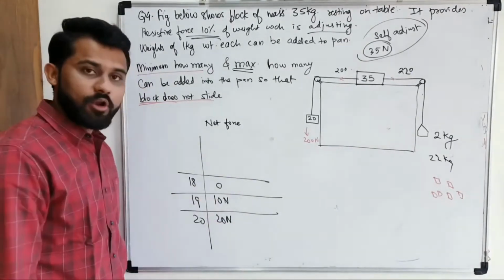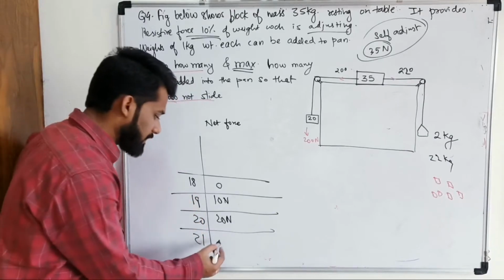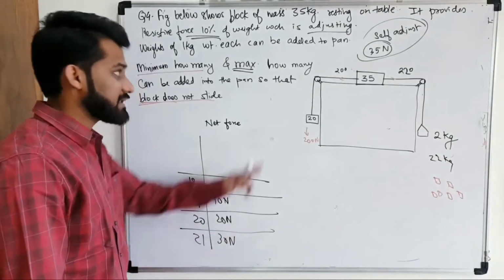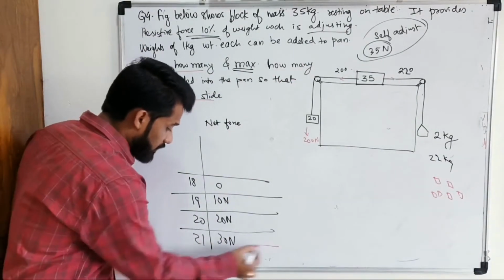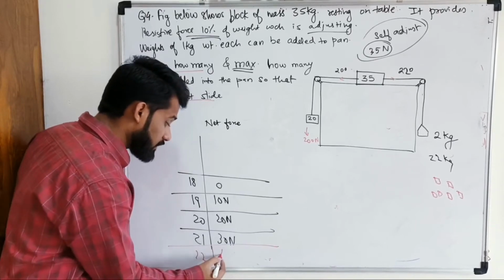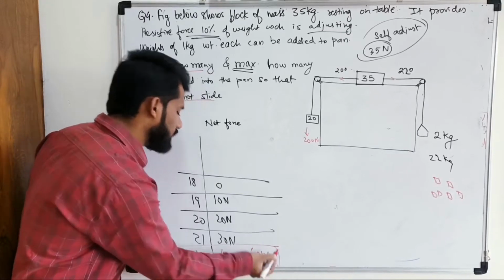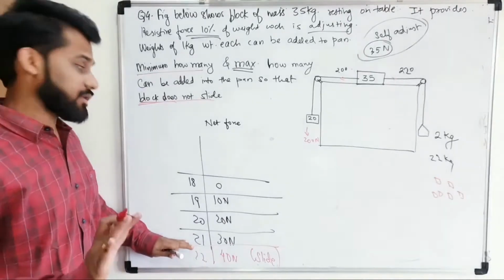20, still the block will not slide. 21 को slide होगा क्या? 21 को it will become 30 Newton का net force, still it won't slide because 30 is less than 35. लेकिन अगर if you cross this 21 and go for 22, it will become net force of 40 Newton and the block is going to slide. So block will slide after 21. So maximum 21 you can put.